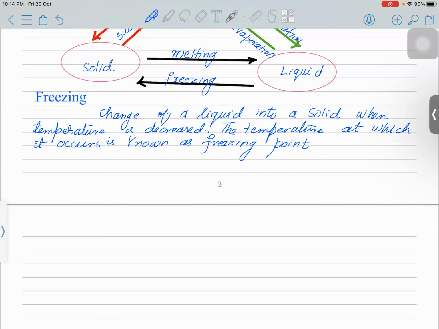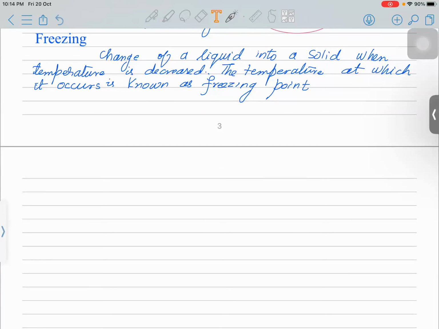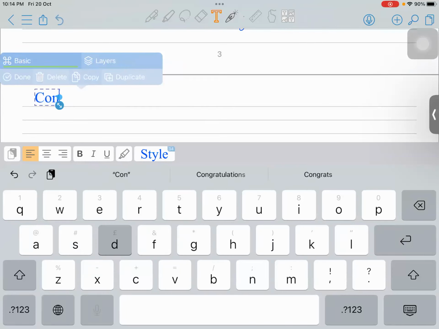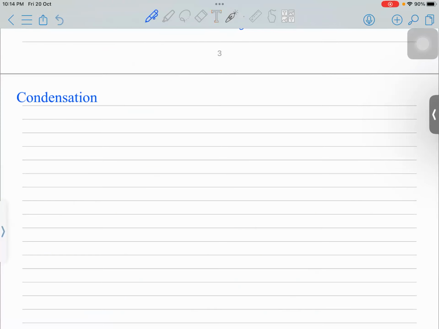Is the point clear? Yes, sir. Is the point clear? Yes, sir. Now freezing is done. Now condensation. Yes, what is condensation? Change of state from gas to liquid.